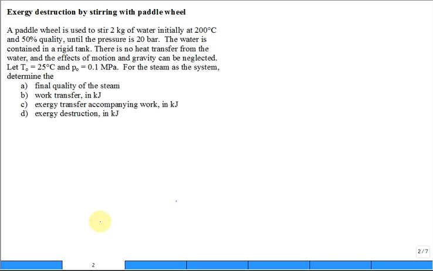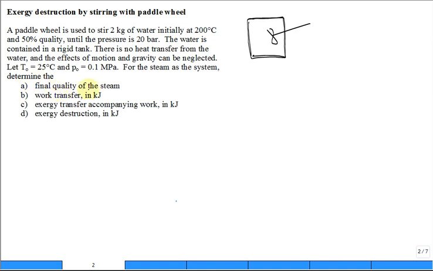Let's solve this problem. A paddle wheel is used to stir 2 kilograms of water initially at 200 degrees C and 50% quality until the pressure is 20 bar. So think of a container with a paddle wheel coming across, and the paddle wheel beats and churns up that water that's inside. Continuing to read, the water is contained in a rigid tank. So this tank doesn't expand like a balloon, it's rigid. There is no heat transfer from the water, and the effects of motion and gravity can be neglected. The dead state temperature and the dead state pressure are given. So for the steam as the system, determine a couple things.